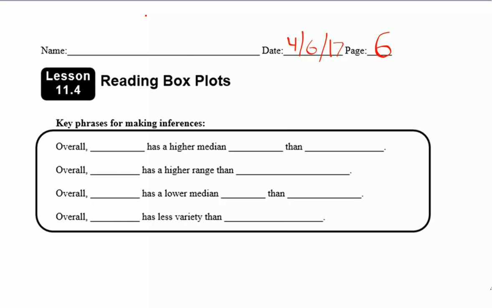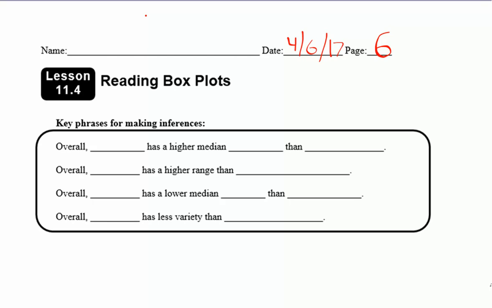This is page 6 in our notes. This is lesson 11.4, reading box plots. What you notice on the front of this page is there are key phrases for making inferences. What we're going to be doing in 7th grade, which is a little different from 6th grade, is instead of just reading the box plots, we're actually going to compare two different box plots either side by side or on the same graph. So we're going to have to make a statement or an inference about what the data is saying based on the box plot.